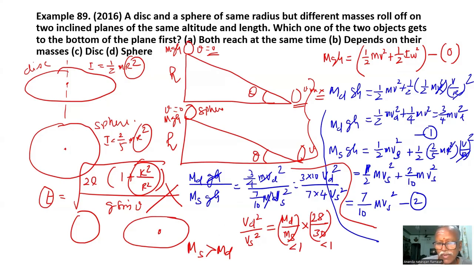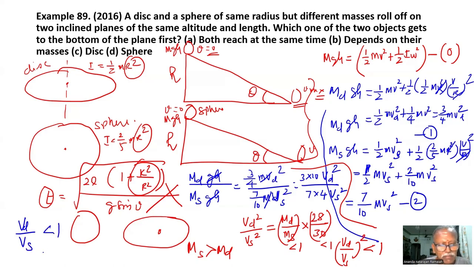Therefore, Vd by Vs square is less than 1. Vd divided by Vs whole square is less than 1. If you take the square root, again it is less than 1. Therefore, we got Vd divided by Vs is less than 1.